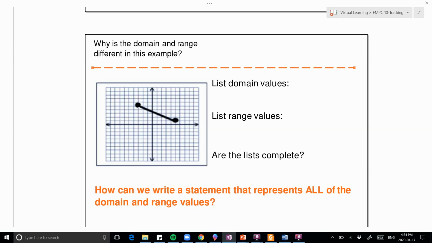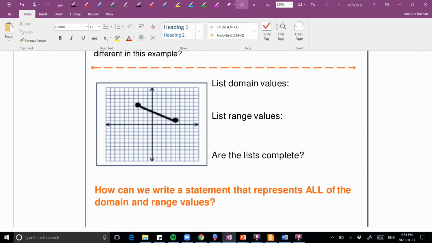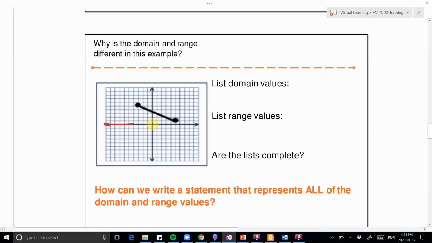But what about something like this? If I'm looking at my domain, remember when we were looking at domain, we're going from left to right, right? So I'm going to start here and I'm going to go this way. So we start here at -1, 2, 1, 2, 3.